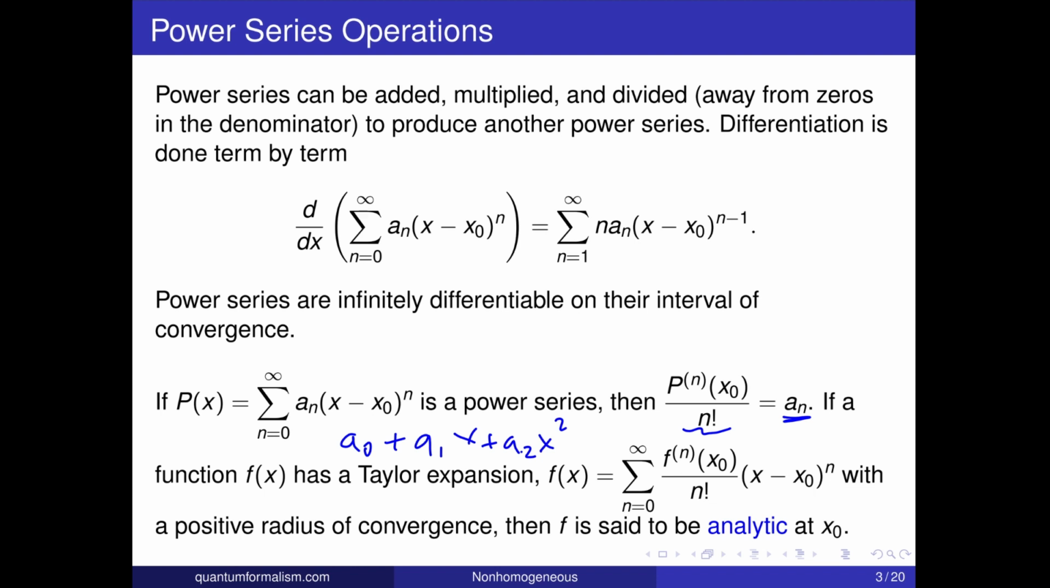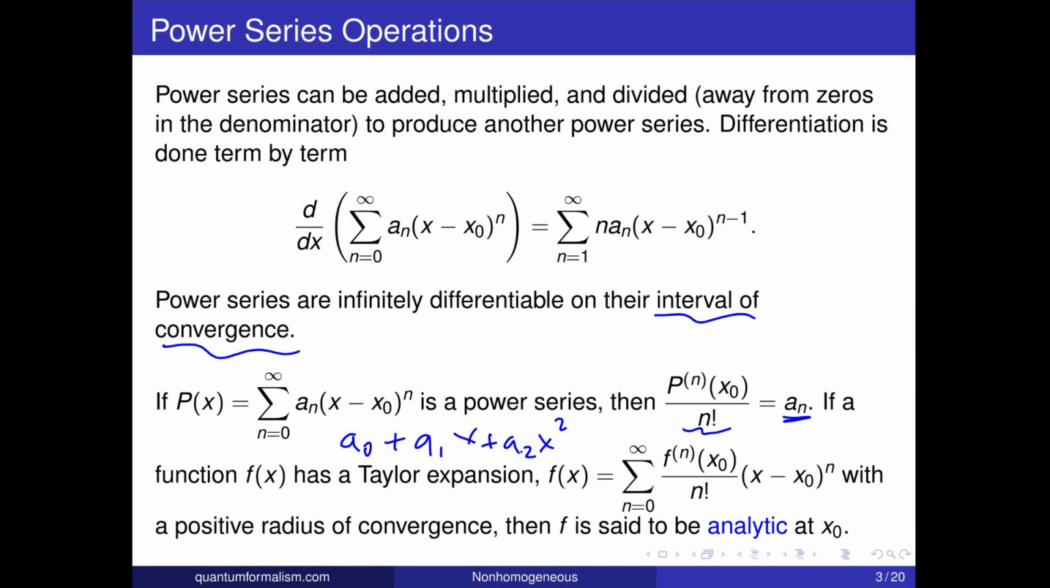But for it to really make sense as a function, at least in some small interval, you need to have a positive radius of convergence. And so you're not going to be able to do any of this differential calculus unless you actually have a positive radius of convergence. All right, so if you have a Taylor expansion like this that actually does have some positive radius of convergence, then your function is said to be analytic at the point x0.